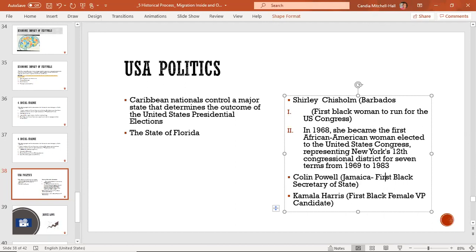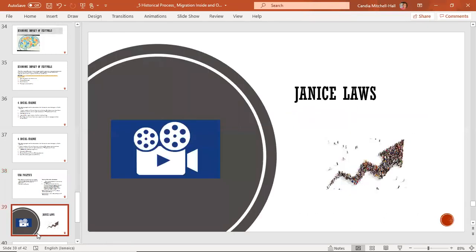And currently in this election, we have Kamala Harris, the first Black female presidential candidate for the Democratic party. Caribbean people have led the way when it comes to politics in the United States. In fact, not only at the federal level have they created a major shift, but they have also done that within the local state.